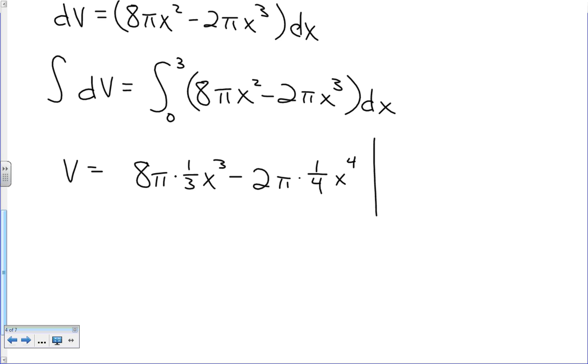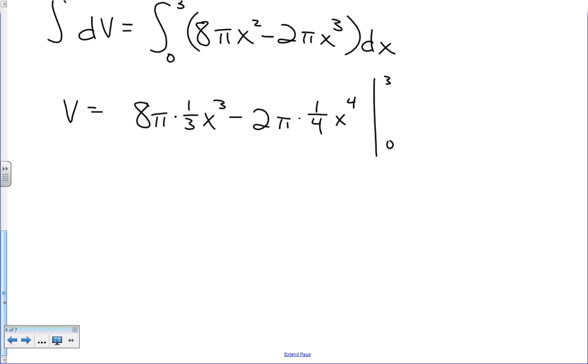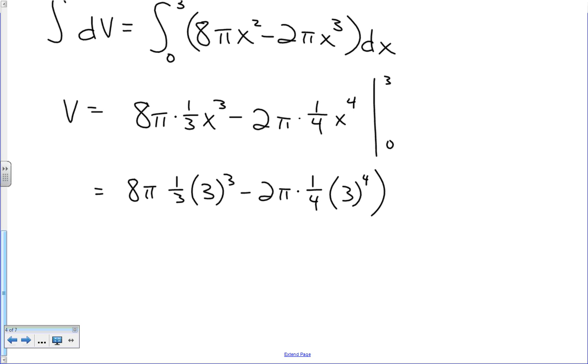We're going to evaluate that from 0 to 3, and actually plugging in the 0 is going to be real nice. The 3 is going to be a little bit of work for us, but we should be able to do that. So we'll end up with 8 pi times 1/3 of 3 cubed minus 2 pi times 1/4 of 3 to the 4th. That's the upper bound. Now when I plug in the lower bound, 0, I'm going to get 0 cubed, so that's going to be 0. And when I plug in the 0 to the next term, it's 0 to the 4th. That's going to be 0. So I get 0 at the end. That's why I said that's the nice part. All right, and let's evaluate this then.